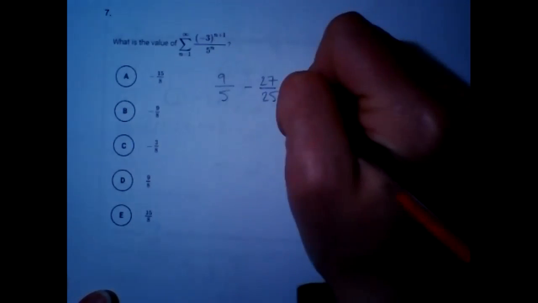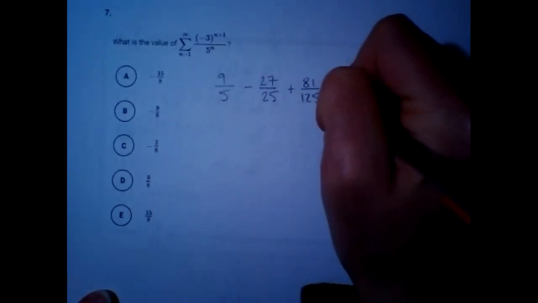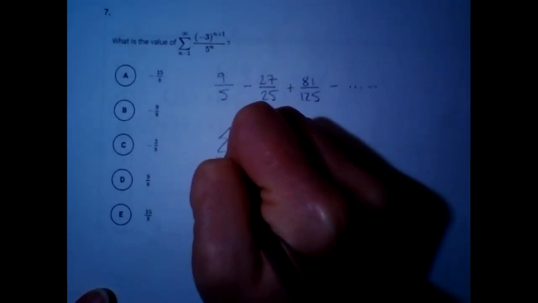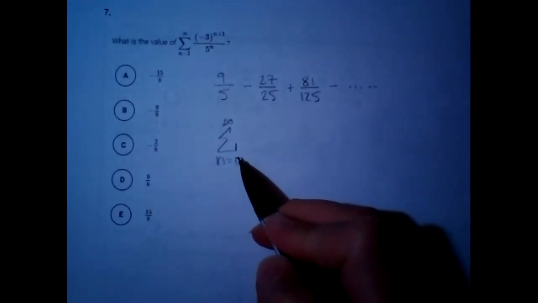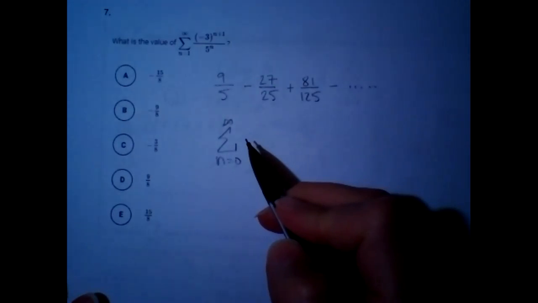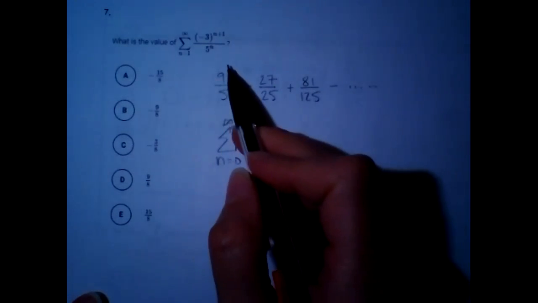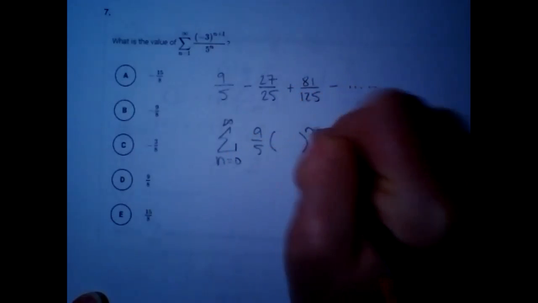Then I'll just do one more. If we plug in 3, this will be -3 to the 4th, that'll be 81. And then down here, 5 to the 3rd is 125. And so I'm going to rewrite it starting at 0 because that's where we need to start for our geometric series. And it'll be a times r to the n. So a is the first term, so 9/5. And then we want r to the n.